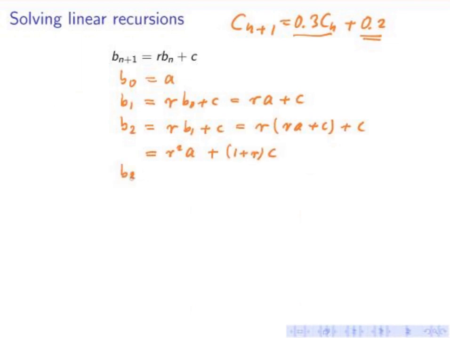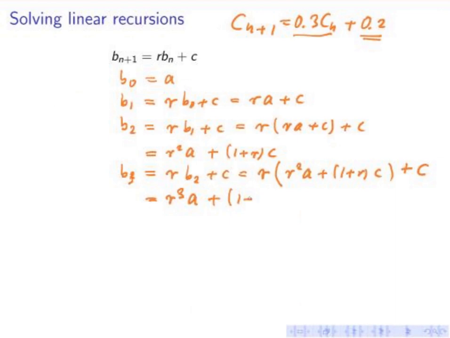So the next term, B3, is r B2 plus c. So we sub all this in. Then we get r times (r square a plus (1 plus r) c) plus c. Multiplying this out, we have an r to the power of 3 times a. Oh, I forgot my plus c here, I'm sorry. And then we get a term rc, we get an r square c, and we get a c. So putting this all together is 1 plus r plus r square times c. If this is too quick, then please take a piece of paper and follow it through, and you will see that this is correct.